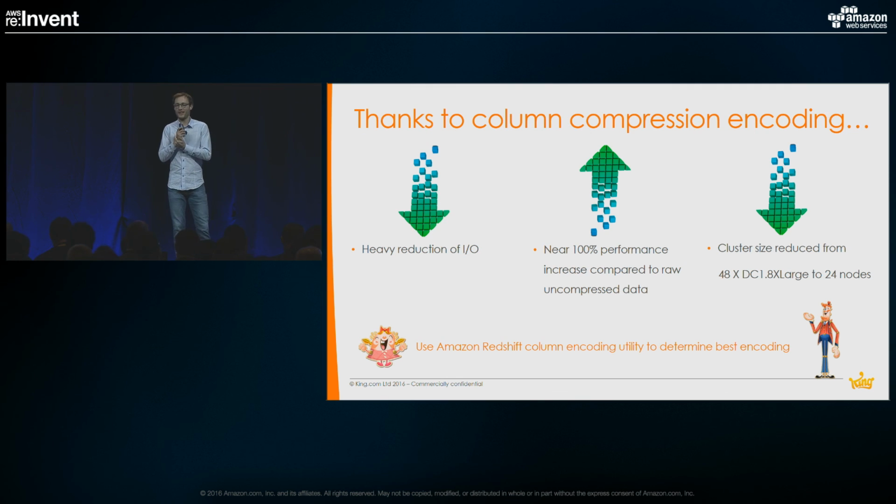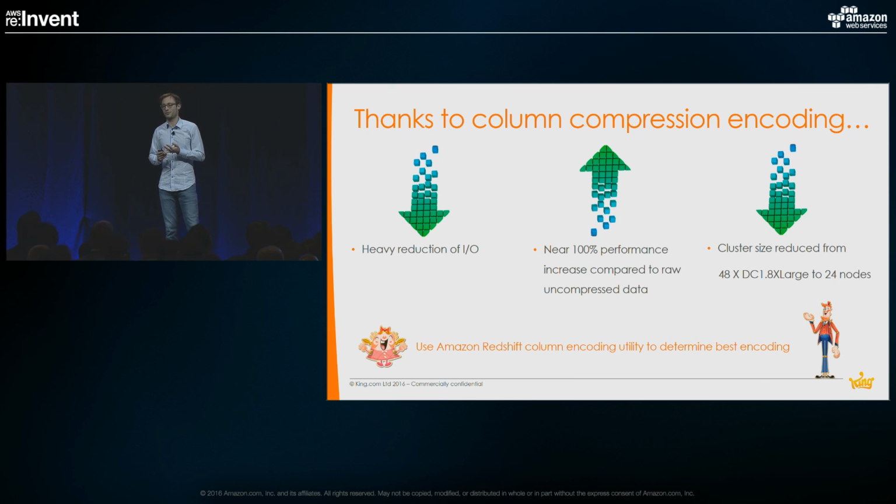Next one is quite a funny one for us. Column compression encoding. We thought it would have maybe 5, maximum 10% of performance increase. And our friends at Amazon were very, very insistent with us and saying, no, guys, you really need to make that change. And they even sent 2 engineers down to Barcelona helping us to find the best encoding for us. And we had a very, very pleasant surprise because we achieved a very heavy reduction of I/O. We had a nearly 100% performance increase.